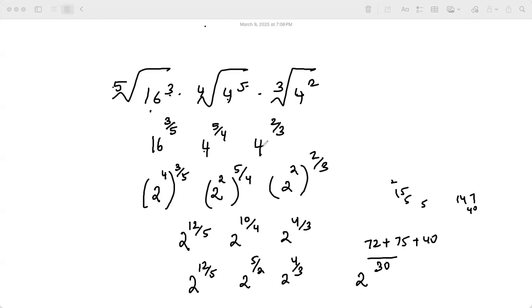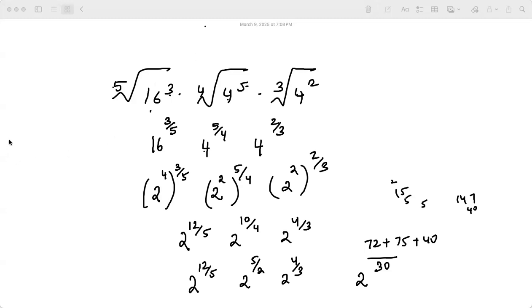16 power of 3 by 5. Okay, there is a problem with this problem. There is a typo in the book. Sorry for that, guys. They have written it as 5 in the question, but in the solution, they have taken it as 6.